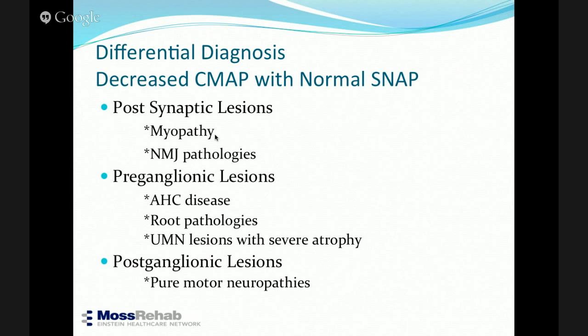And then if you have a normal sensory response and decreased CMAP with relatively normal strength, you've got to think about early anterior horn cell disease. Look at early myopathies, early root pathologies, or partial root pathologies. So be careful to look at that. Your strength examination has to be a lot more critical. It could be 4+ or 4-, and that might, in fact, be telling you something. If you don't pay attention to that, it may be difficult to make the diagnosis sometimes.